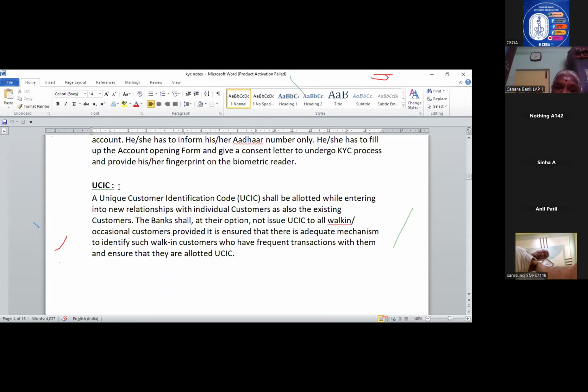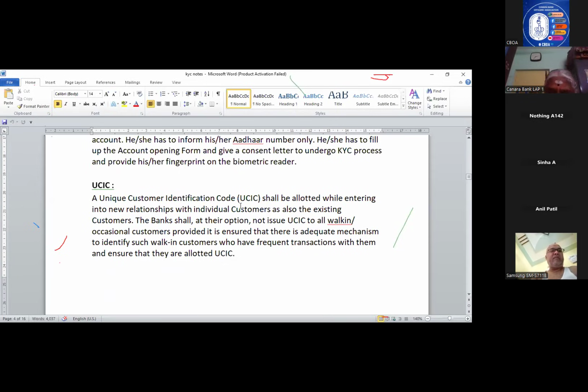Okay. Then comes unique customer identification code. UCIC means unique customer identification code. As we get our staff number in our bank, we are being identified with our staff number in the bank. Similarly, any customer should be identified with one customer ID.